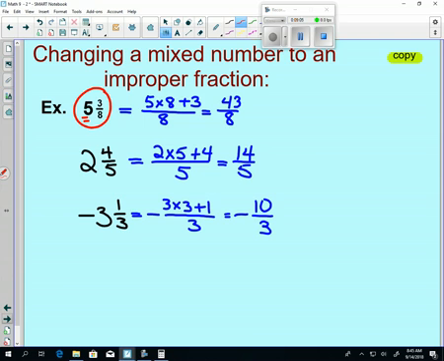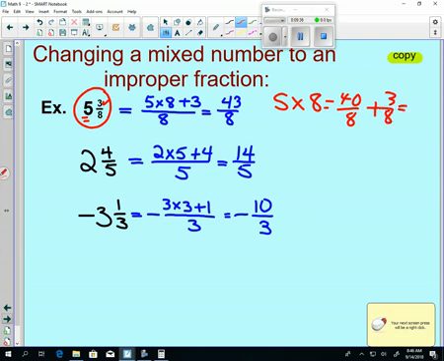So in order to change this 5 to a fraction, I'm going to multiply it by the denominator there, times 8. 5 times 8, that's 40. And I already have 3 over 8. So now the improper fraction, since we have a common denominator now, is 40 plus 3, 43 over 8. So 5 and 3/8 becomes 43 over 8.